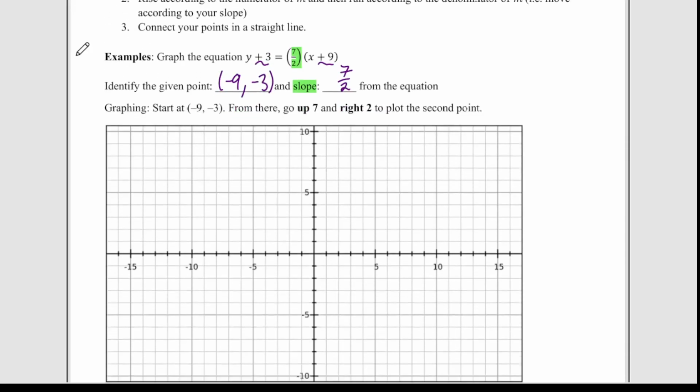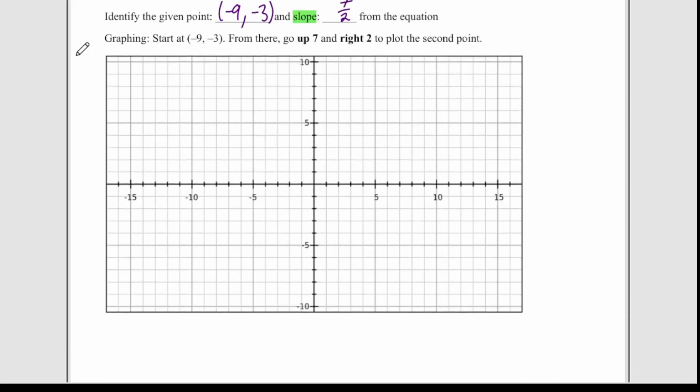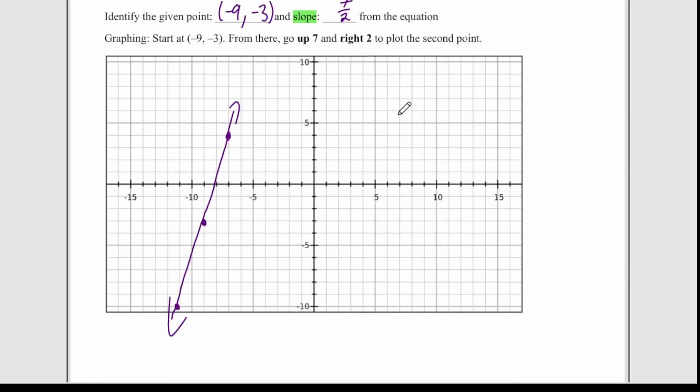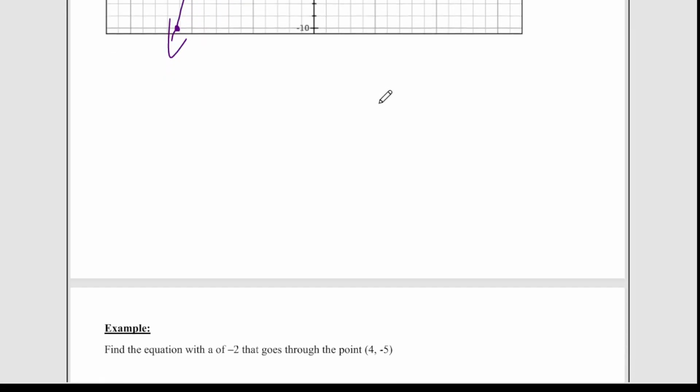In order to plot this, we're going to start at our point, which in this case is (negative 9, negative 3), and then move according to our slope. So going up 1, 2, 3, 4, 5, 6, 7, right 1, 2, or equivalently down 7, left 2. And then we can connect these in a nice straight line. And this is a good example where, had I insisted on rearranging this into slope-intercept form, that intercept would be off the page.